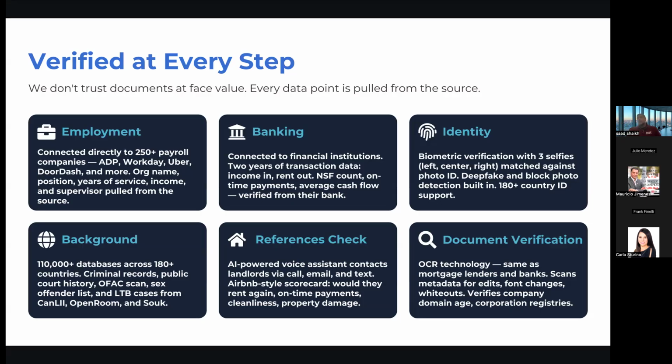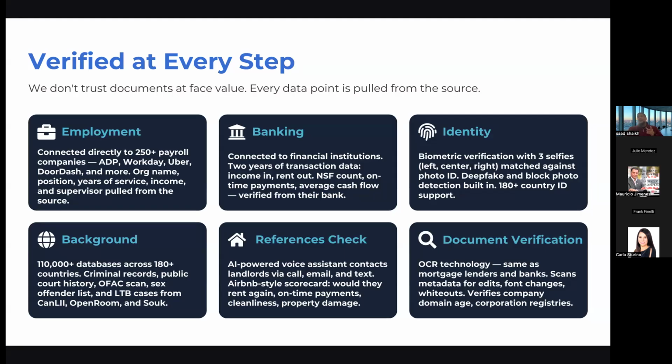We do a very extensive background search from over 110,000 global databases. We'll do a criminal history check, public court history, OFAC scan, sex offender list, any LTB forums from local databases as well, like Canly, Open Room, Souk. If there is public knowledge of previous or current ongoing eviction cases, it will be notified. Pretty much if they're convicted, we will find out.